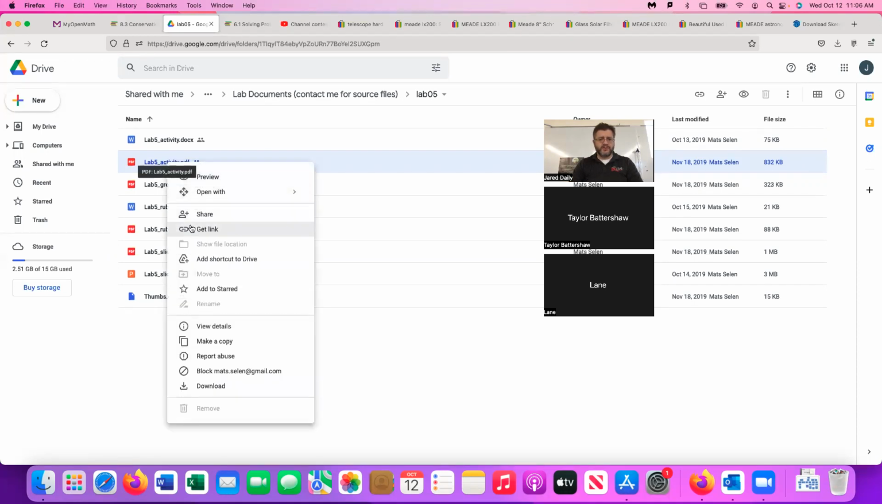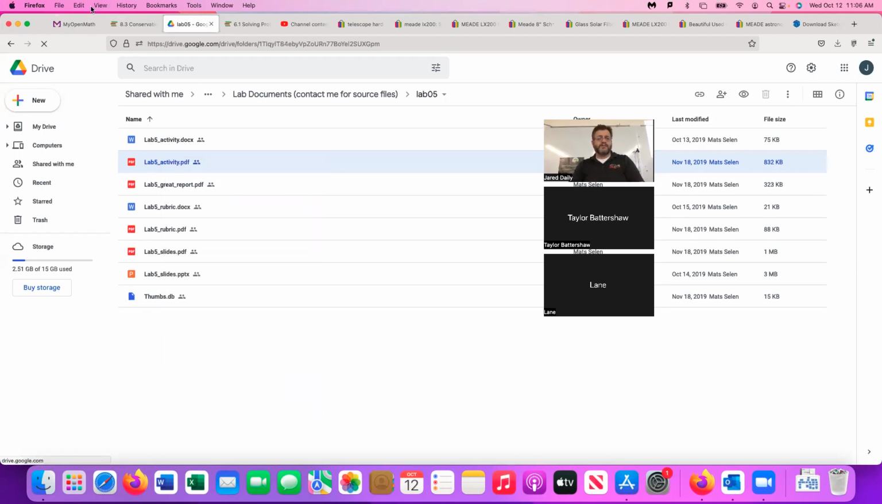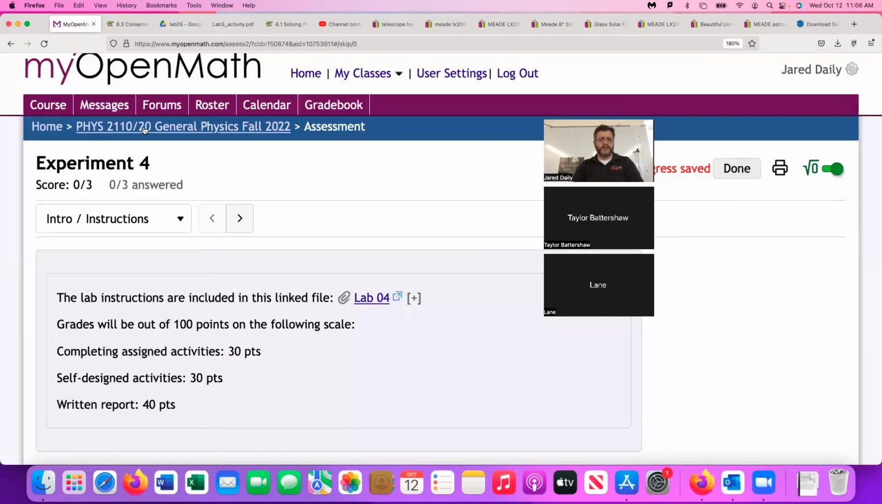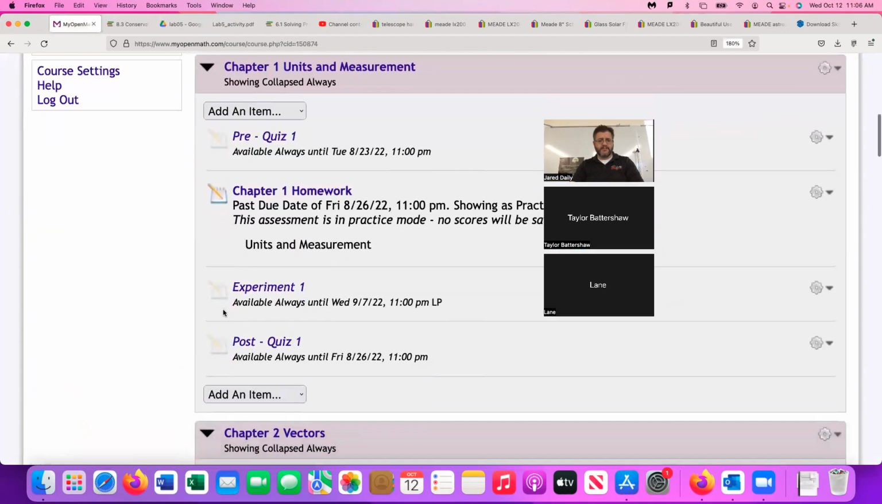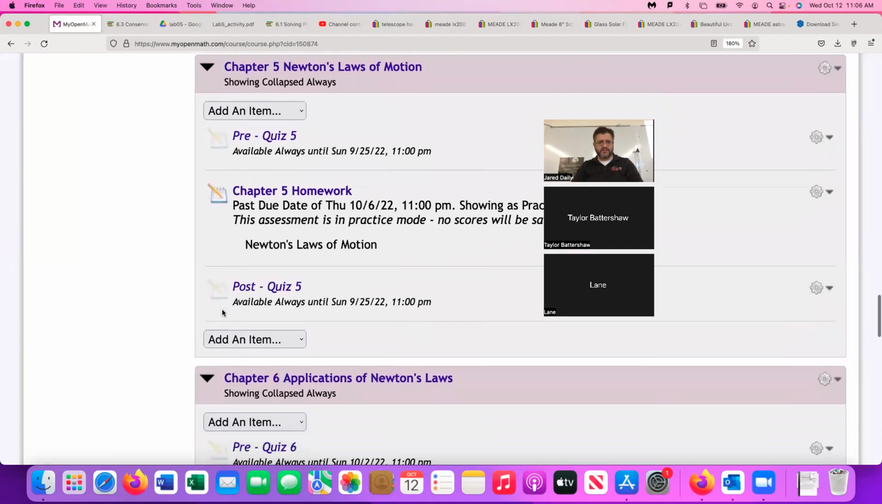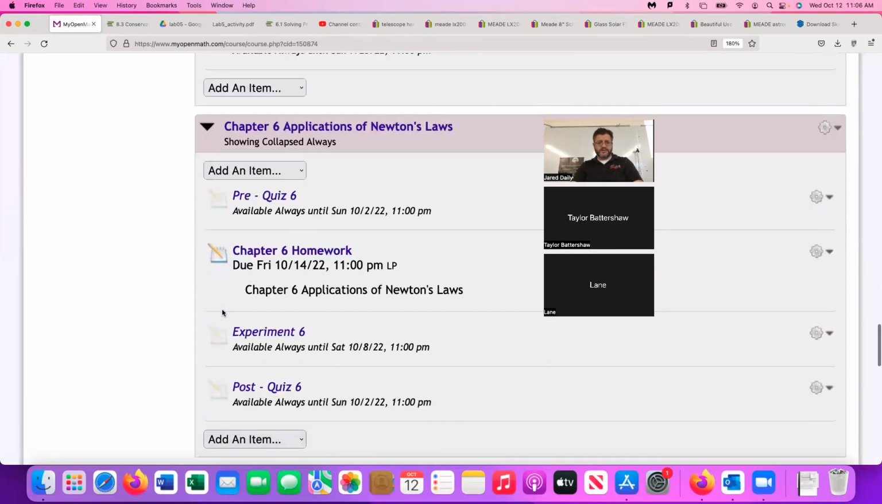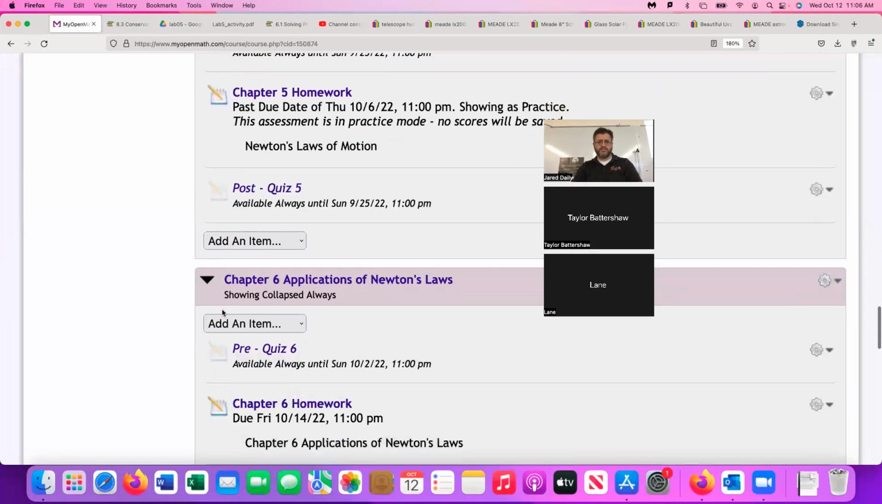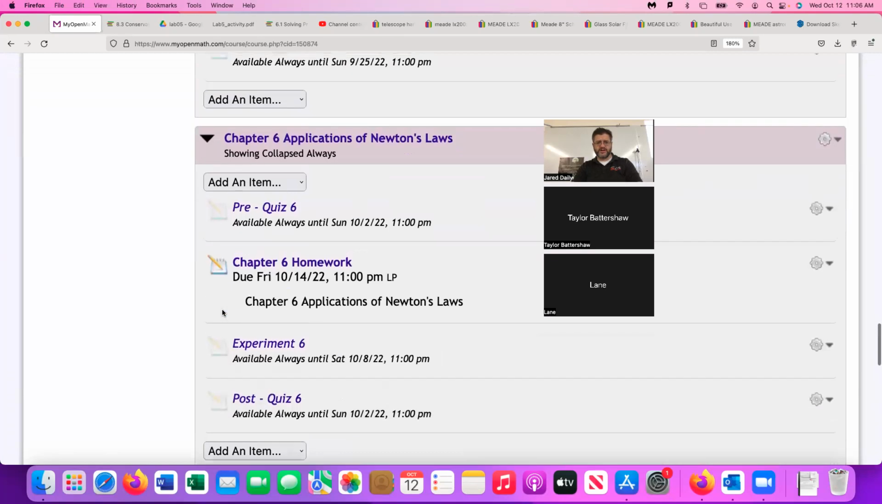I think we want to download that. There we go. And then we're going to put it into your lab here so that you can see it. Then lab 5 will be ready, which is actually happening during chapter 6. We should have done it during chapter 5, but we didn't. So it will actually be under experiment 6, which is fine.